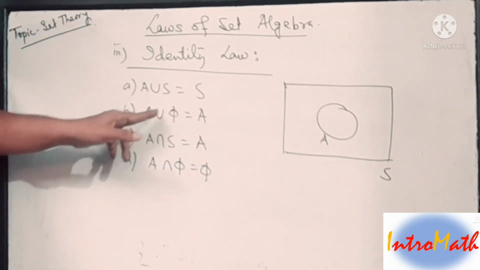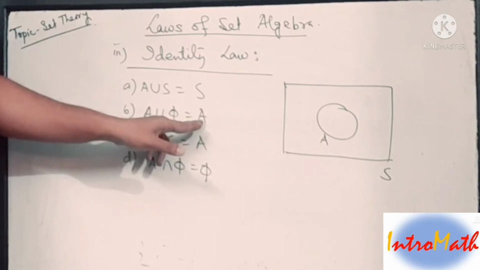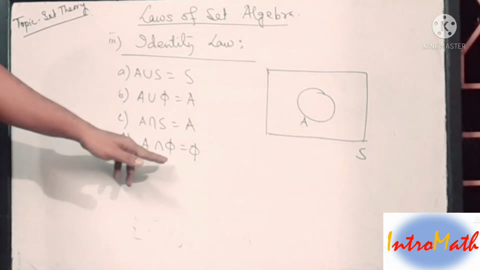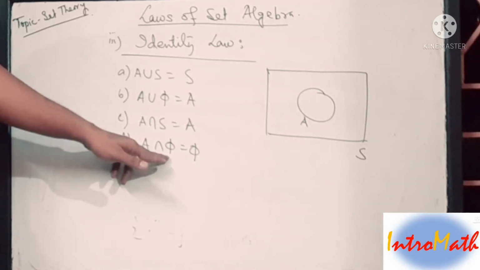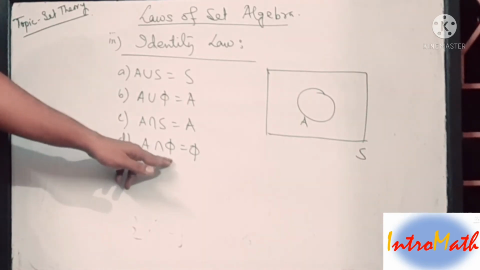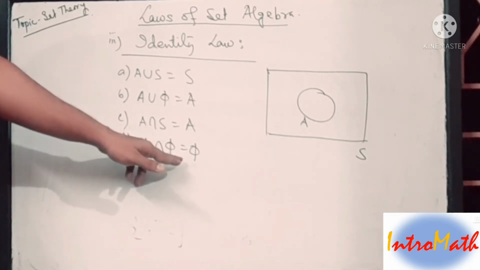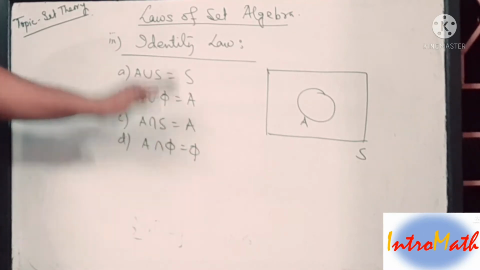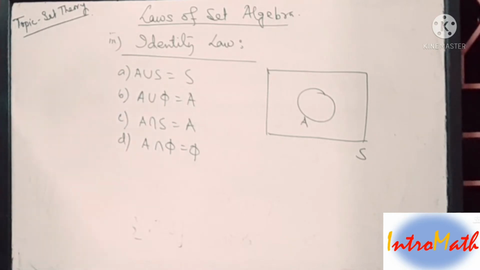Since phi is the void set, there is no element in phi. So A union phi must be A, and for A intersection phi, since phi does not contain any element, the intersection of phi with any set will not contain any element. So A intersection phi is also phi. These laws are called the identity laws of set algebra.